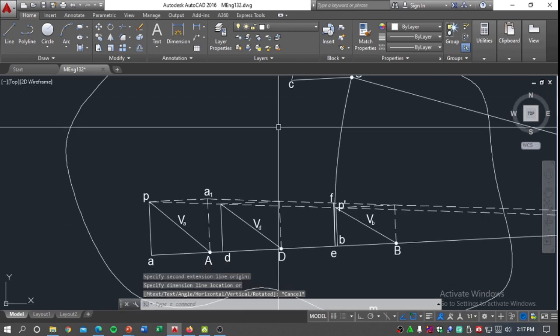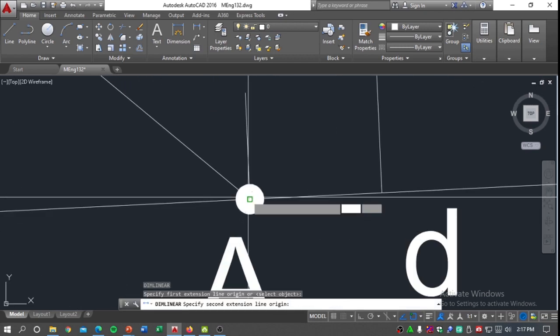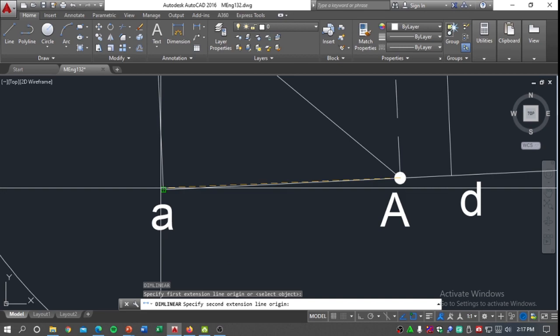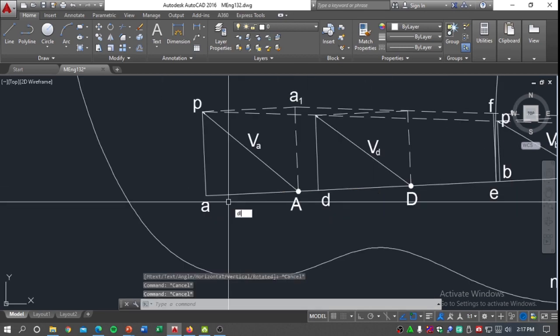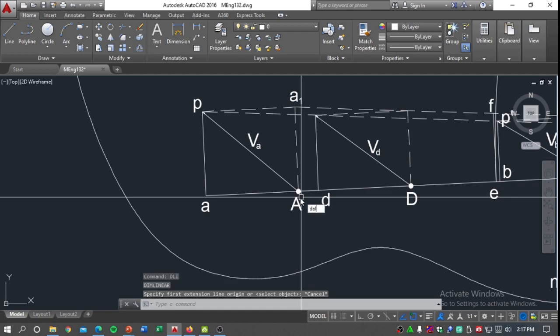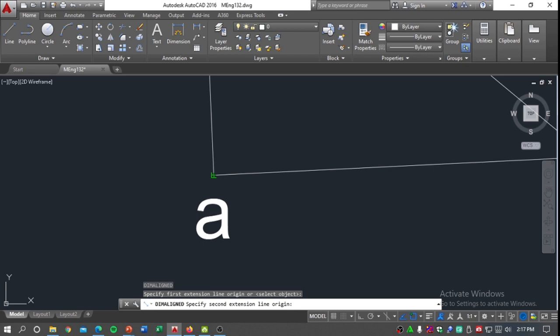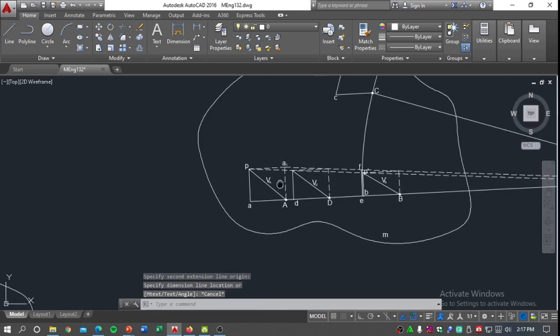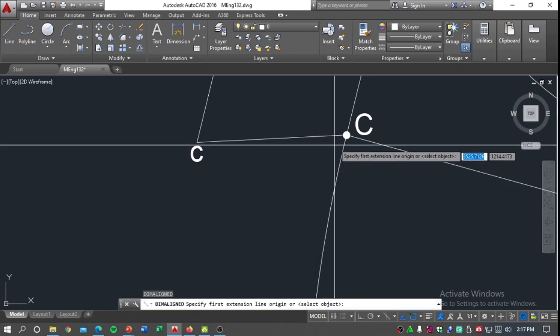So it's the length 86.52. We'll check if this is the same with EA. Okay, dimension aligned. It should be dimension aligned, 84.33.